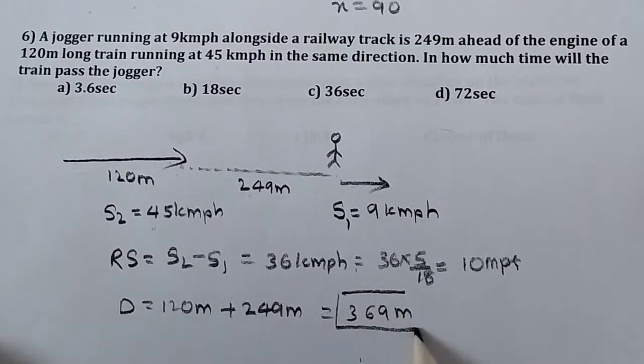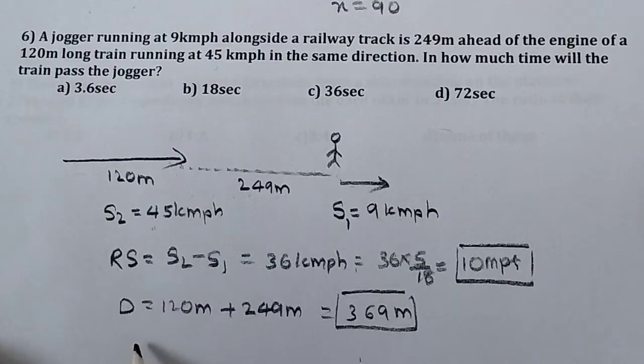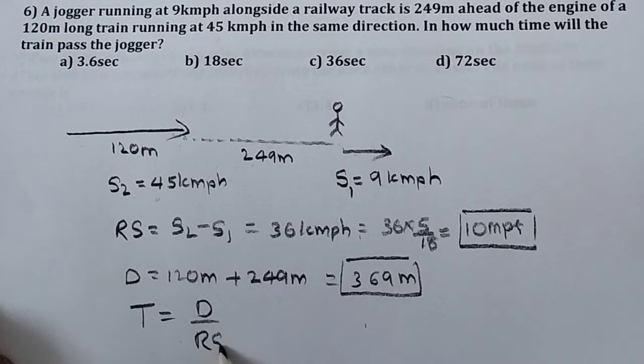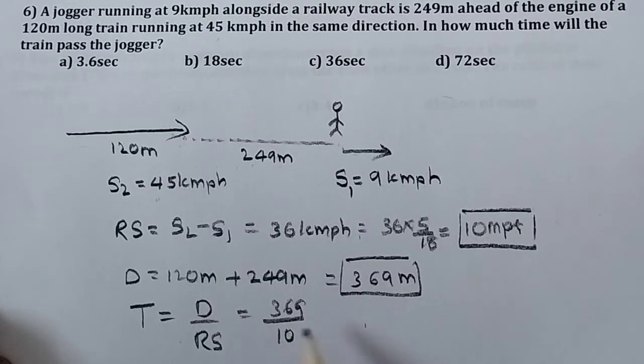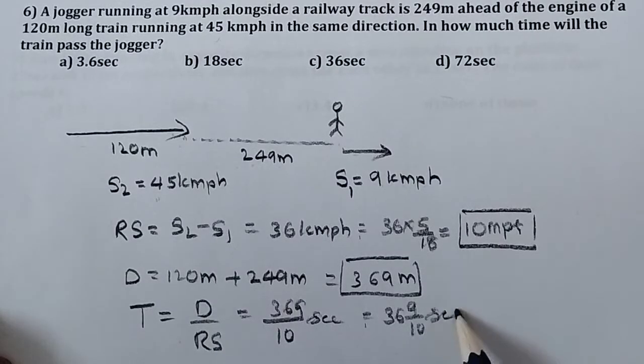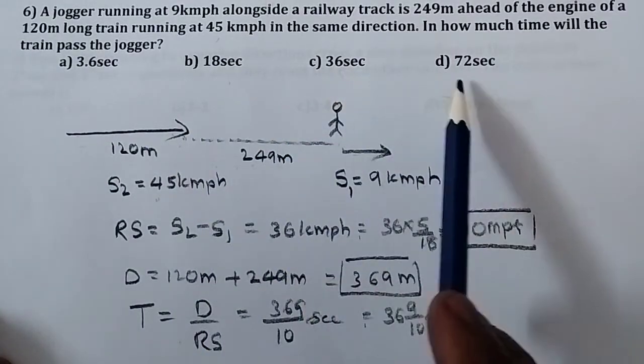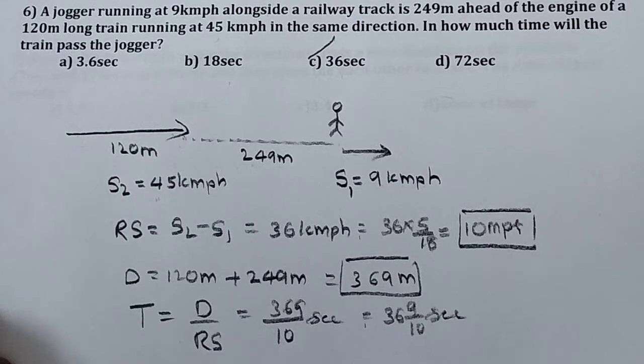The distance is available, relative speed is available. Now I'm going to find out time equal to distance by relative speed. Now distance is 369 divided by relative speed is 10 meters per second. Now this is 369 by 10, or 36 point something, nothing is there. Options are 3.6, 18 seconds, 36 and 72. So we go with 36 seconds.